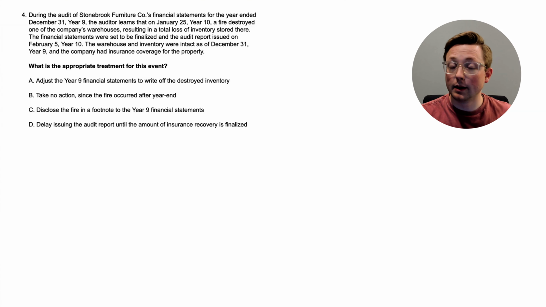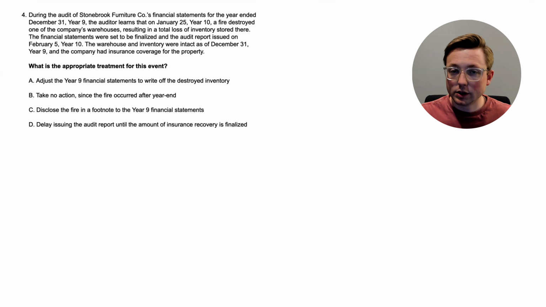So we just barely learned about a recognized subsequent event. Is this going to be any different? Let's go through these options. Option A, adjust the year 9 financial statements to write off the destroyed inventory. Option B, take no action since the fire occurred after year end. Option C, disclose the fire in a footnote for the year 9 financial statements. Or option D, delay issuing the audit report until the amount of insurance recovery is finalized.